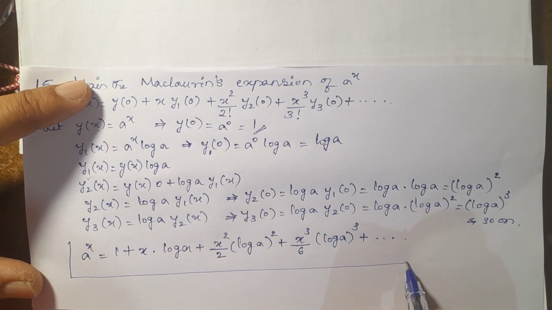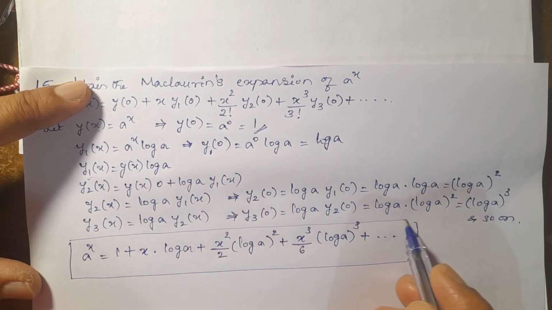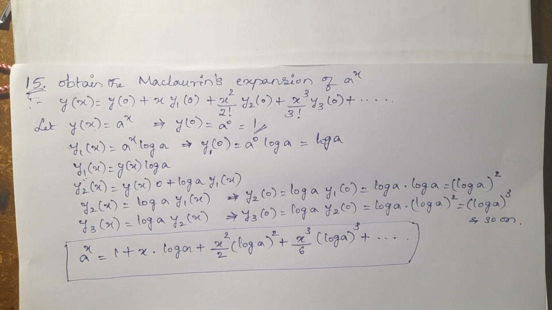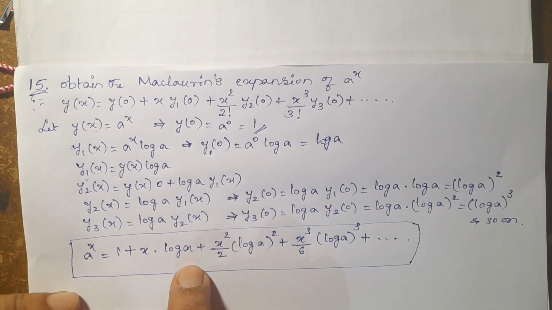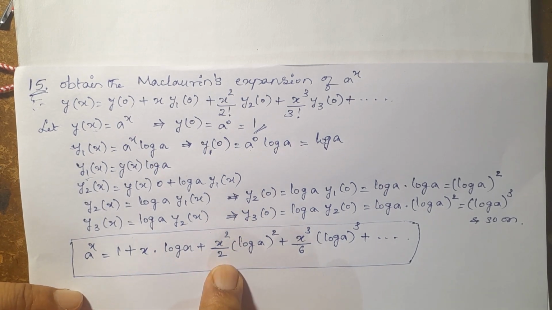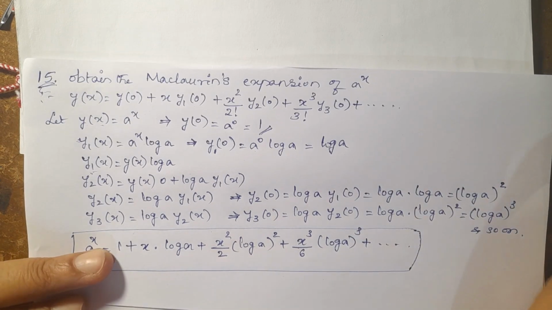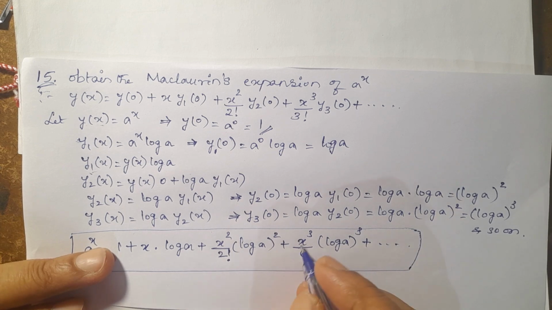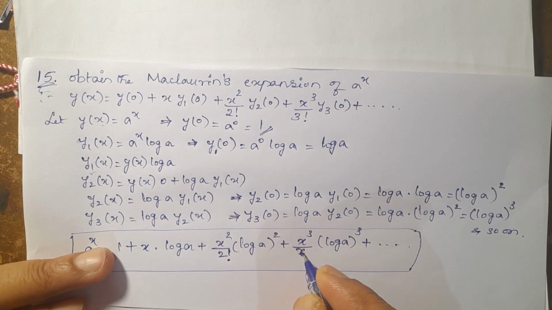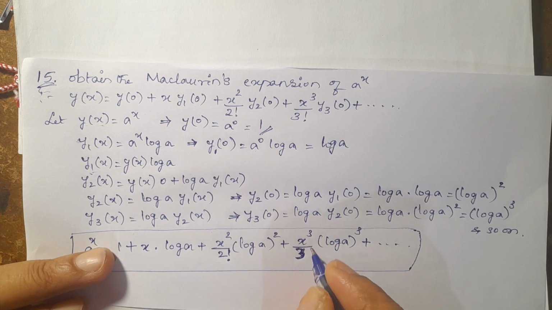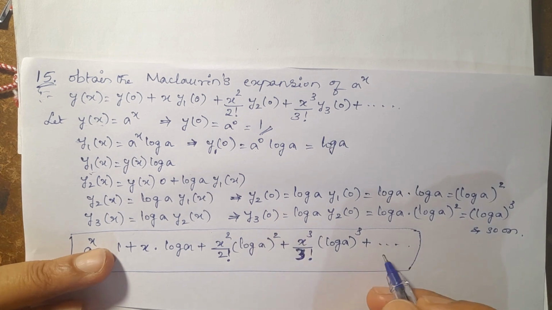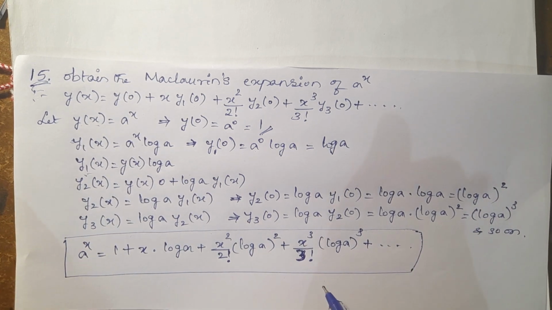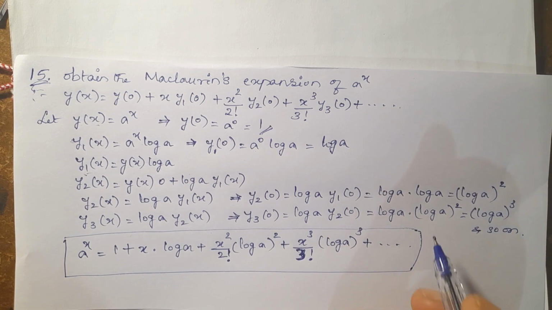So this is the answer for this one. The Maclaurin's expansion of a power of x is 1 plus x log a plus x square by 2 factorial, log a whole square, plus x cube divided by 3 factorial, log a whole cube, plus x power 4 divided by 4 factorial, log a to the power of 4.